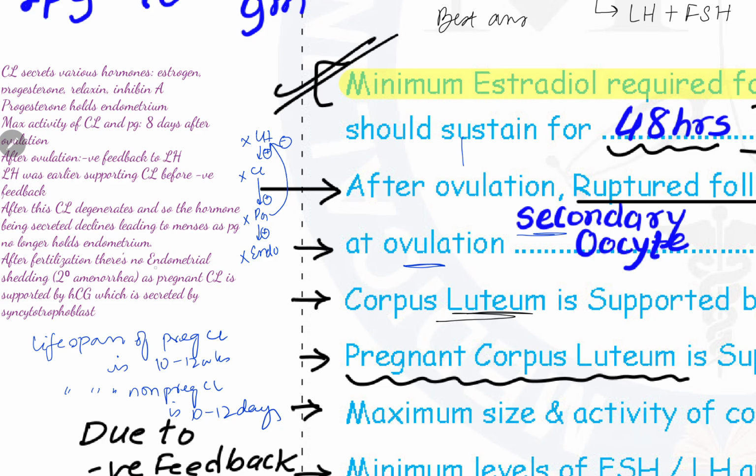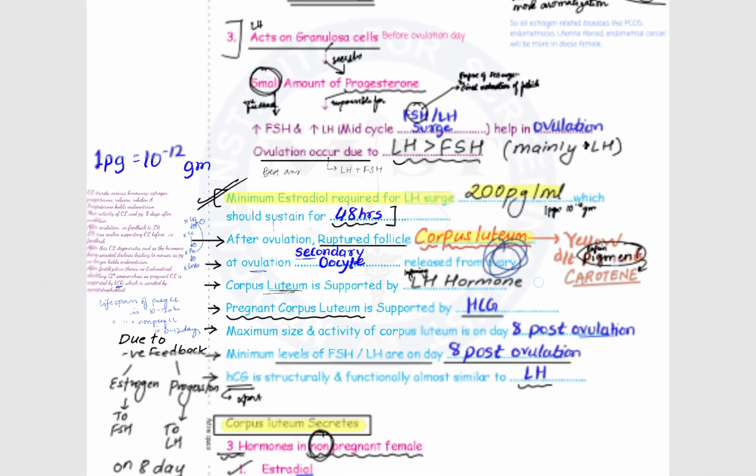So after fertilization, there is no endometrial shedding, as the pregnant corpus luteum is now supported by hCG, which is secreted by cytotrophoblast. But this is also only till 10 to 12 weeks, because after 10 to 12 weeks there will be luteoplacental shift. Corpus luteum will degenerate after 10 to 12 weeks in case of pregnancy, because now the placenta will take over.